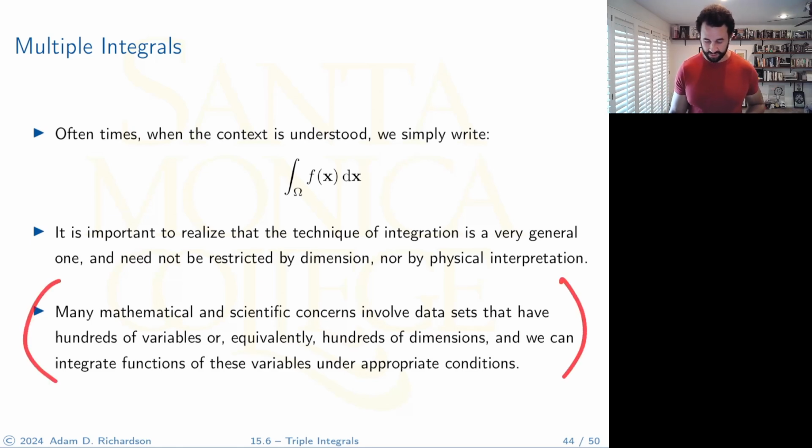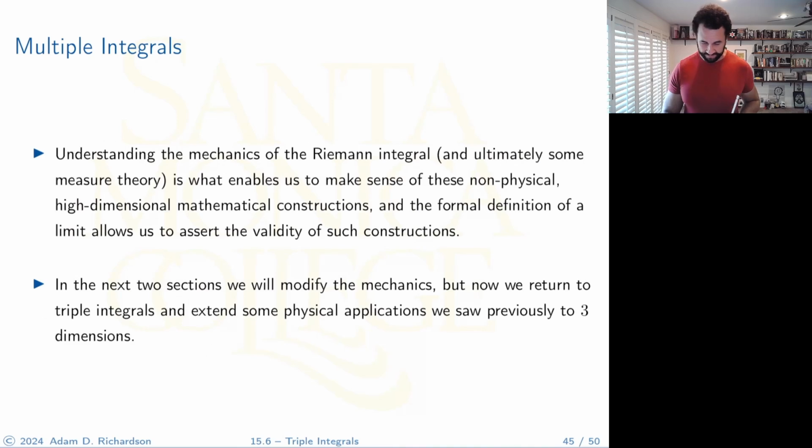Also keep in mind, many mathematical and scientific concerns involve data sets that have hundreds of variables or equivalently hundreds of dimensions. And what I'm trying to say is that we can integrate functions of these variables. It doesn't matter how many you got. You just need to have appropriate conditions to define an integral. That's it. Continuity is a great one. Continuity and smoothness of boundary. Once you've got that, everything is nice. Everything is comfortable. So another takeaway here, understanding the mechanics of the Riemann integral and ultimately a little bit of measure theory, that's what enables us to make sense of these non-physical, high-dimensional mathematical constructions.